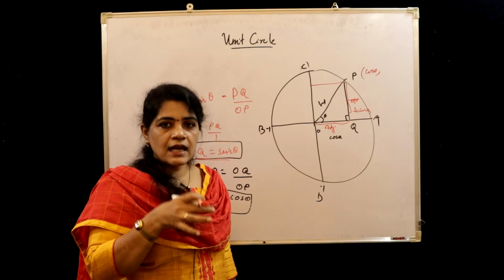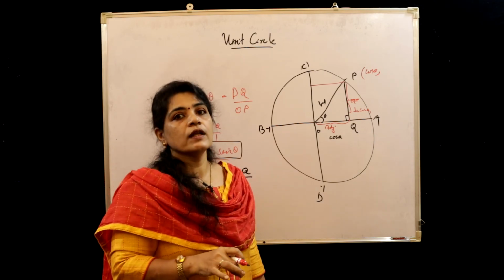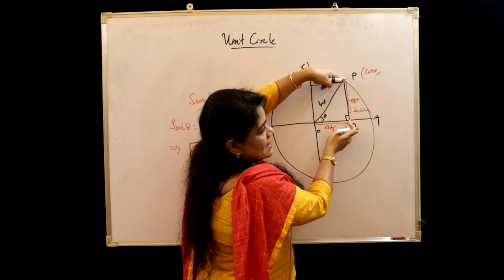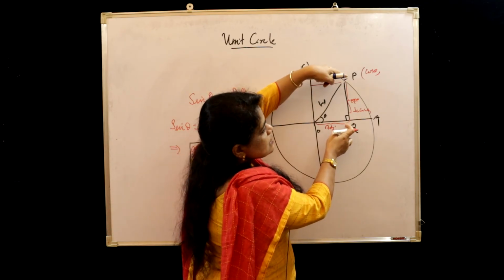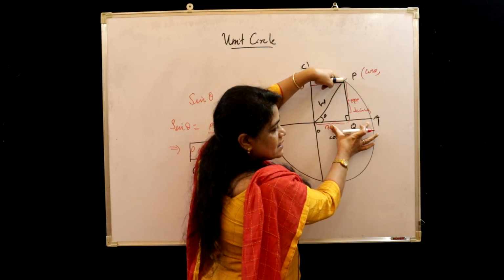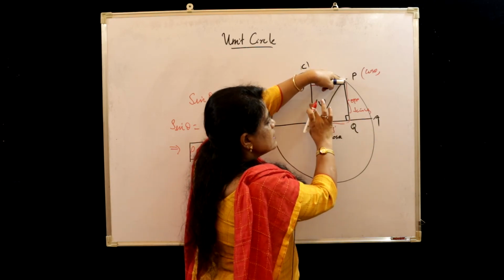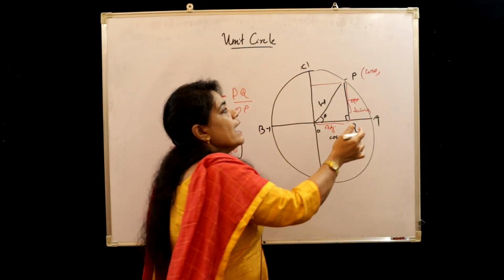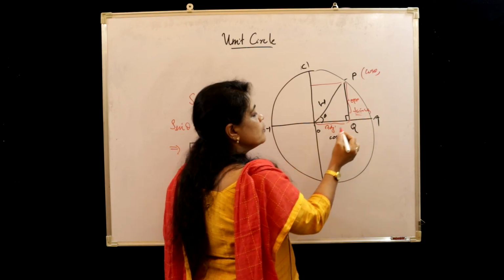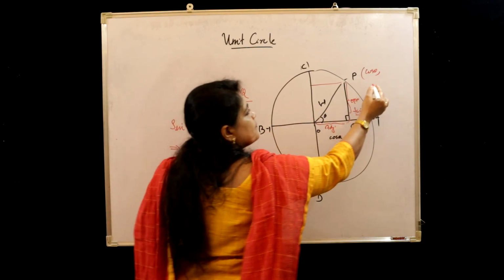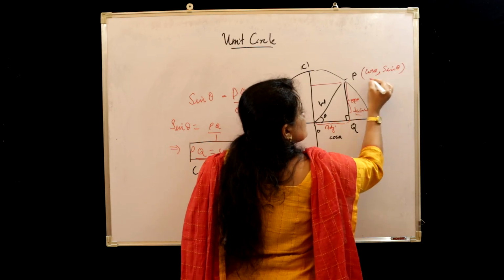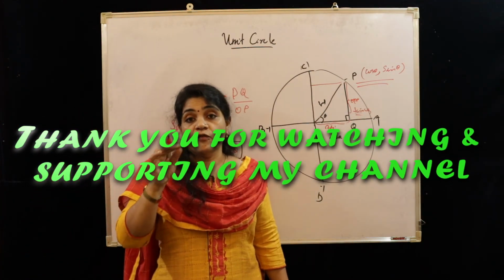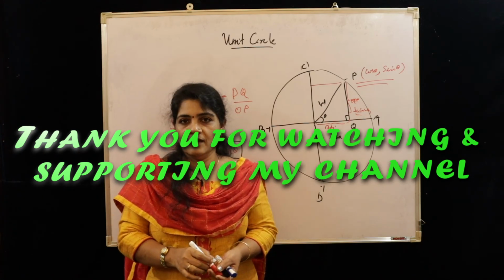In the same way, to get the y coordinate, we take the distance of that point from the x axis, that is PQ. I am treating this as the x axis and this as the y axis. This distance is the y coordinate and that is sin theta, since we got PQ equal to sin theta. So this can be easily obtained from this concept of the unit circle.